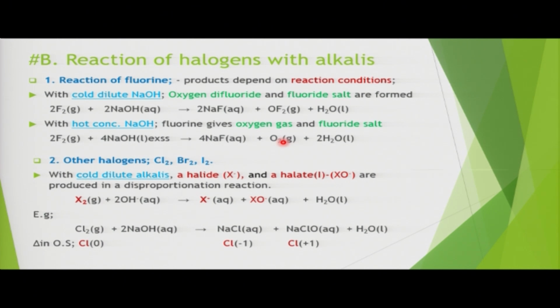Again, we're bringing in the word disproportionation. The point to take in here is with cold dilute alkalis, a halide is formed and a halate one. What do we mean by the halate one? I'll use this example with the chlorine. Get chlorine gas, react with the dilute sodium hydroxide, you will form sodium chloride and sodium hypochlorite. This is called sodium hypochlorite, and it's what we call a halate one.